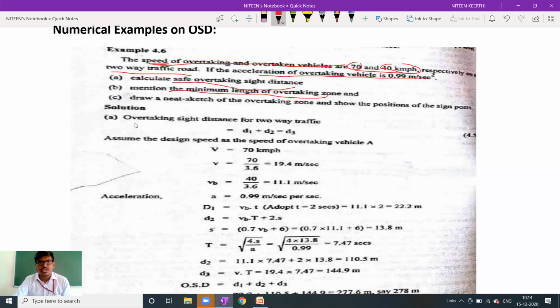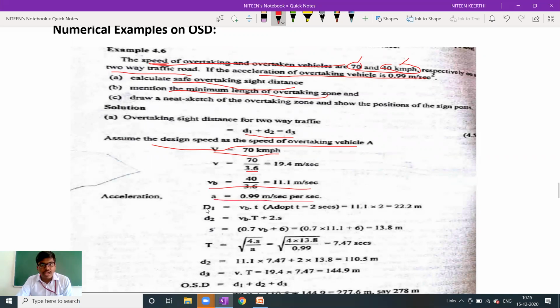So coming to the solution, overtaking sight distance for two-way traffic is total D1 plus D2 plus D3. For one-way traffic, you only go for D1 plus D2. So assume the design speed as the speed of the overtaking vehicle. So V, how much has he given? 70 kmph. Already I mentioned this is the overtaking vehicle and this is for the overtaken vehicle. You need to convert this into small v, so divide by 3.6. As already said, divide by 3.6 for bigger to smaller, multiply by 3.6 for smaller to bigger. So VB is 11.1 meter per second, and A has already been given as 0.99 meter per second square.